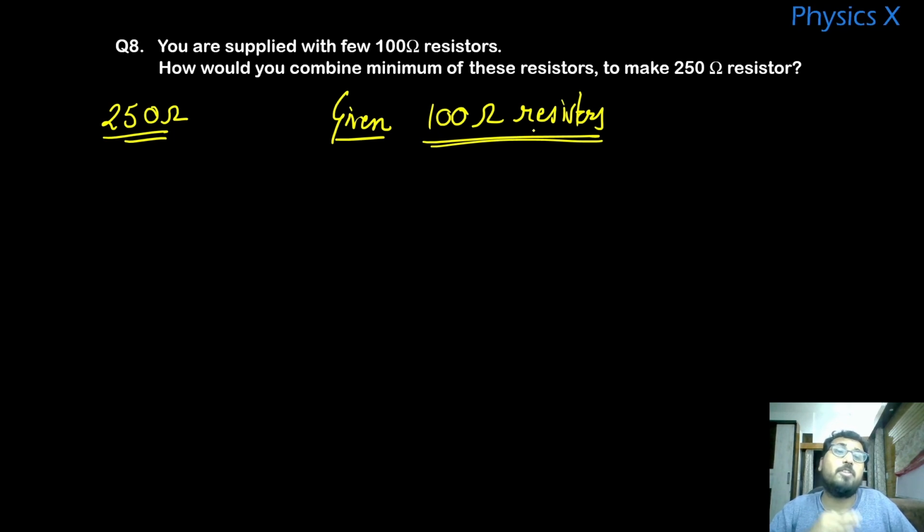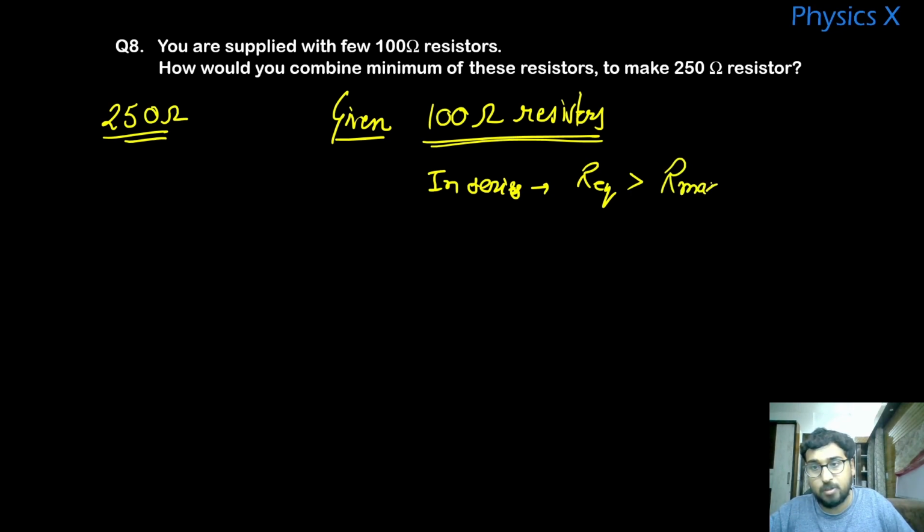So I told you that in series combination, the resistance keeps on increasing, right? In series combination, the equivalent resistance will always be greater than the maximum value of the individual resistances, and in parallel combination, I told you that R equivalent will be less than the minimum value of the resistances.